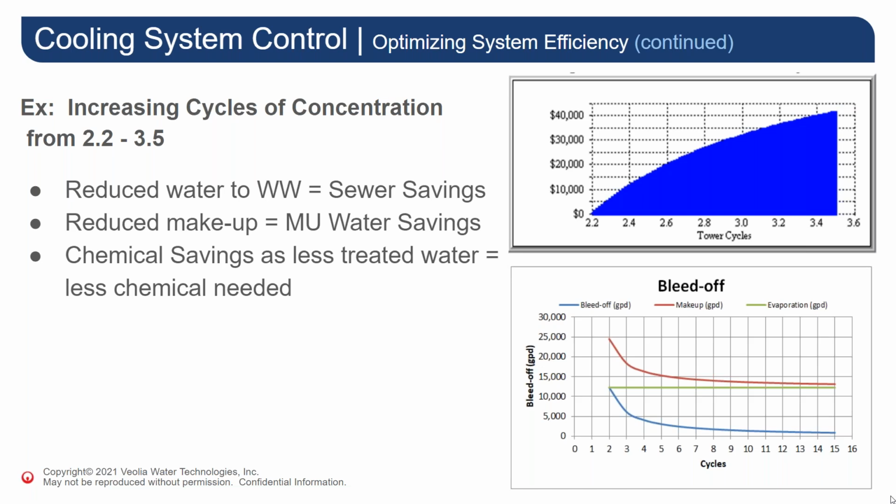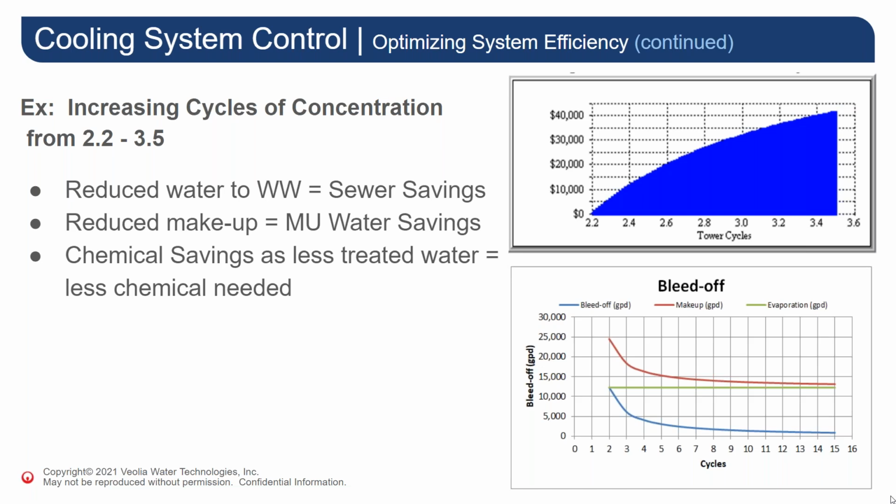In an evaporative cooling system, such as these cooling towers, when water is evaporated, the dissolved solids are left behind in the remaining water. So over time, the cooling water gets more and more concentrated, up to the point that it can no longer keep the solids dissolved in the water. When this occurs, deposition occurs.